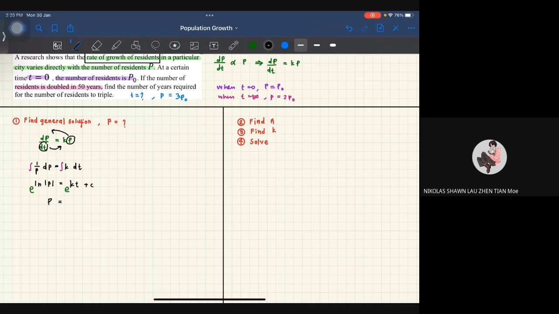Okay, and then this one, what can you do with this one? Apa yang boleh awak lakukan dekat sini? Kita ada E sebagai base and then our power ada KT plus C. What can you do with this one? Ada plus di tengah.